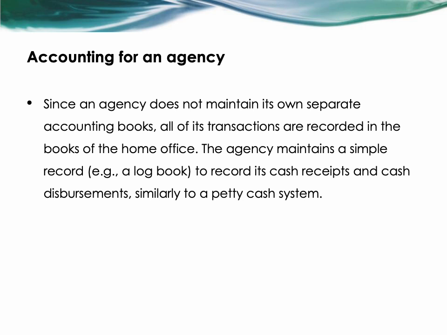So accounting for an agency. Because an agency does not maintain its own separate set of accounting books, all of its transactions are recorded directly in the books of the home office. So think of an agency as an extension of the home office, like a petty cash system. So the agency may keep a simple record, perhaps a logbook, to track its cash receipts and cash disbursements. Therefore, to account for an agency, we simply record all agency-related revenues, expenses, assets, and liabilities as if they occurred at the home office itself.